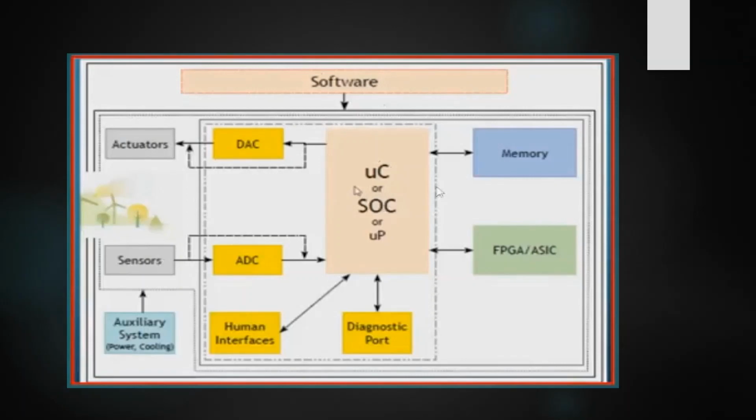After this, we see the software is a microcontroller, and this is the all-in-one UC or SoC or UP with memory, FPGA and SC, and this is the diagnostic port and the ADC, analog to digital converter. This is the human interface and the digital to analog converter. This is the actuator, sensor, and auxiliary in system power and cooling. The features of the software in it also include memory and actuators in the software block diagram in the microcontroller.